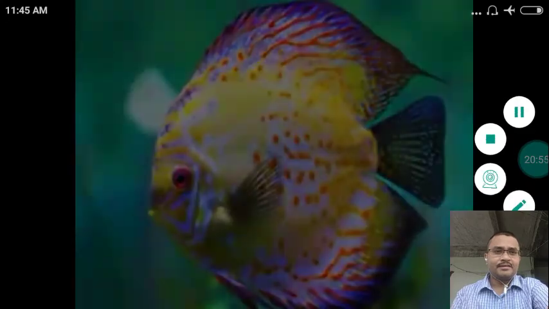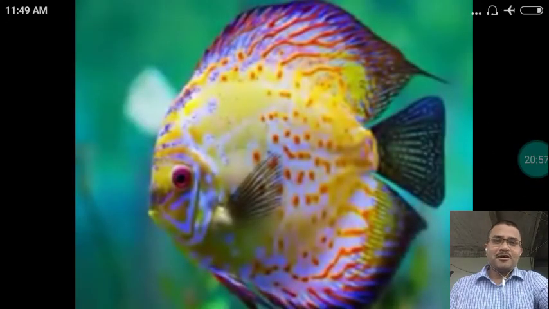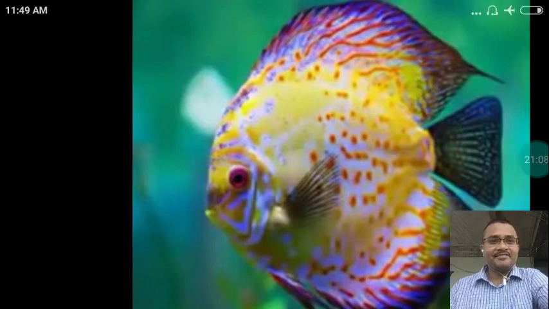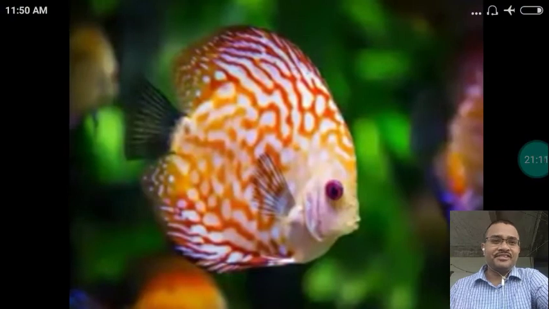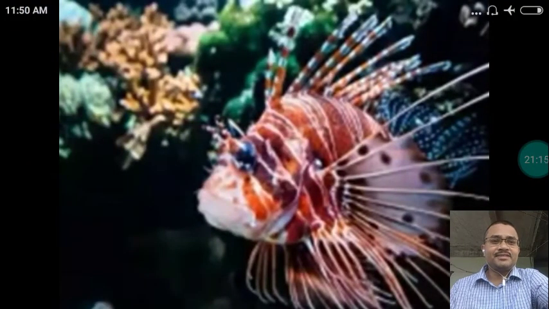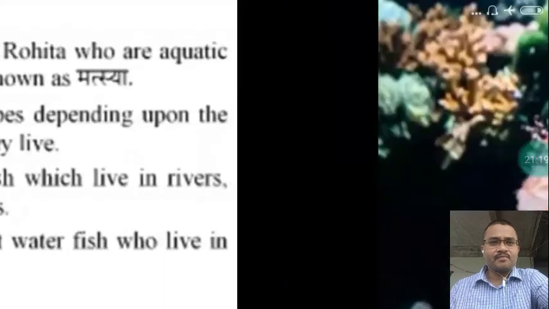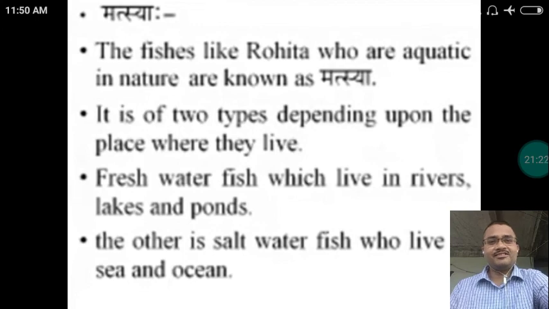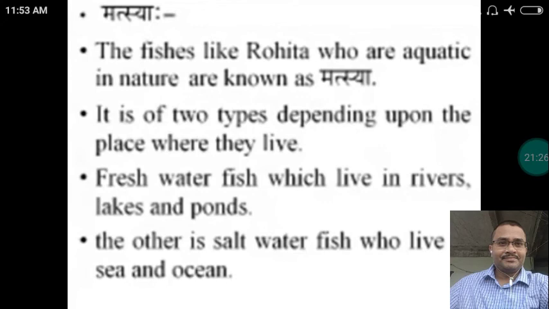Now, the last group of anupamamsa among the five subclasses of anupamamsa, this is matsya, fish, a beautiful fish. This is also a beautiful fish. Now, some are marine water fish and some are freshwater fish. The group of fishes, matsya.